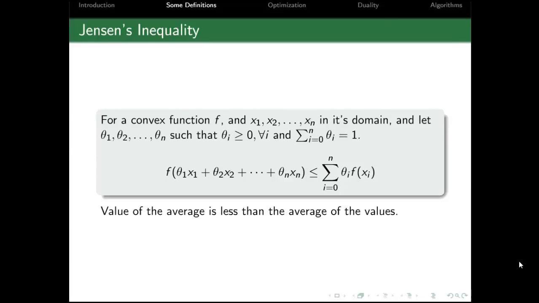Another important property of convex functions is that they satisfy Jensen's inequality. This is the generalization of the inequality which we have seen in the definition of the convex function. Here, instead of 2 points, we have n points. So, the value of the convex combination of n points is less than or equal to the convex combination of the values of the function at each of the individual points. A colloquial way of seeing this is that the value of the average is less than the average of the values. Here, by average, I mean a weighted average.